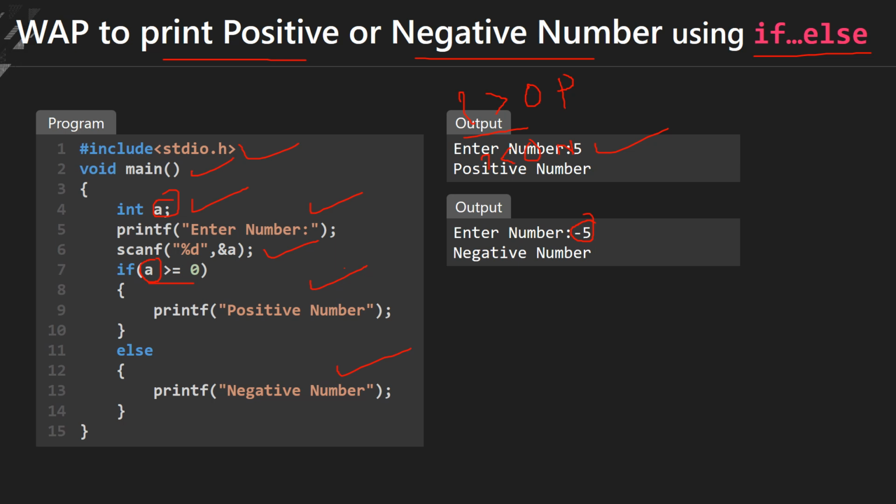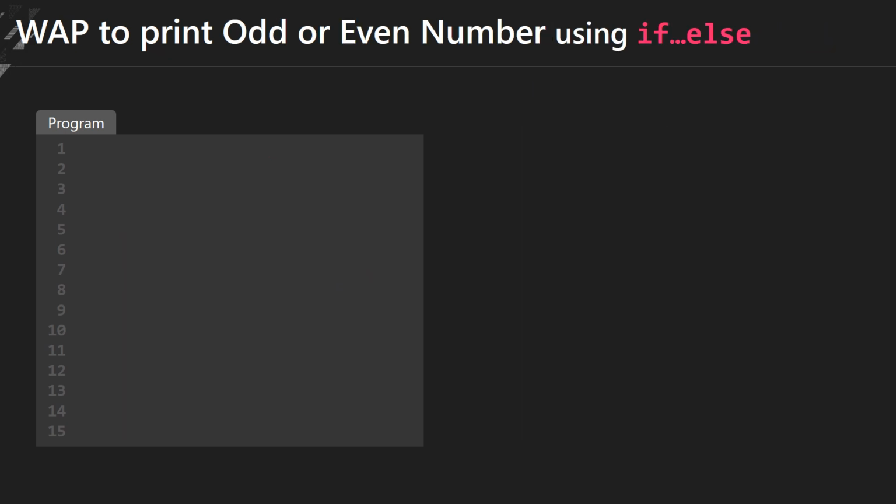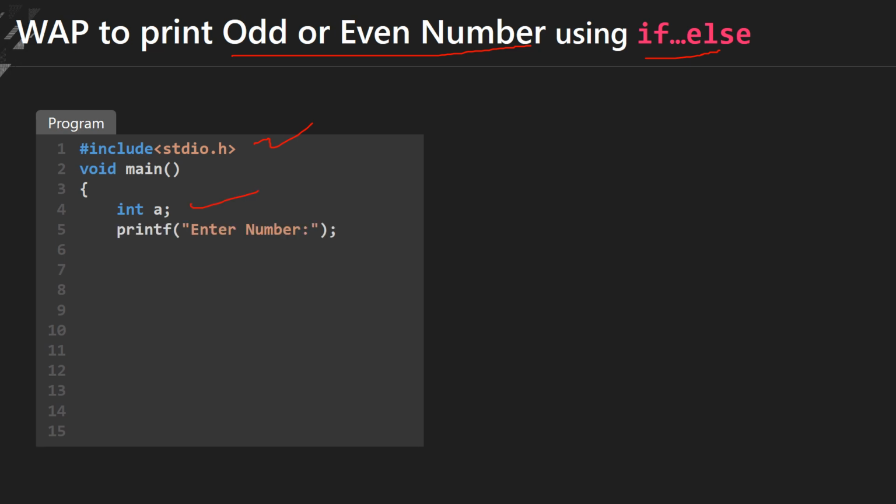I hope you understood this problem. Let us jump to one more problem. Write a program to print an odd or even number using an if-else statement. As usual, you have to start with the preprocessor, void main, and declare an int a, read that number and store it in a variable declared as integer. Then you have to test this number by checking the condition.